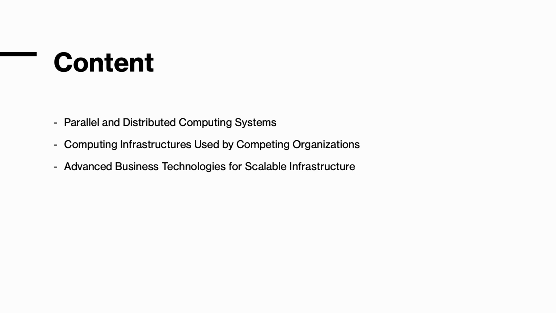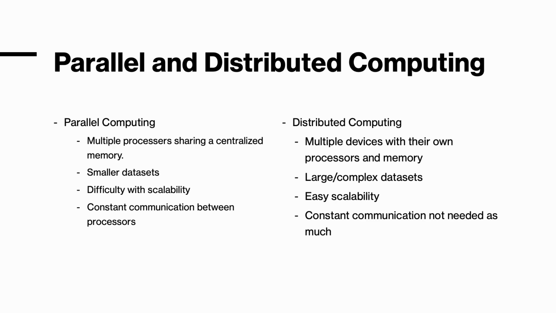First, we'll be going over the content, which will be talking about parallel versus distributed computing systems, computing infrastructures used by competing organizations, and advanced business technologies for scalable infrastructure. So first we'll be discussing parallel and distributed computing, what they are a little bit, and then the next two slides will be over each individual one, as well as an analogy of what helps me understand them.